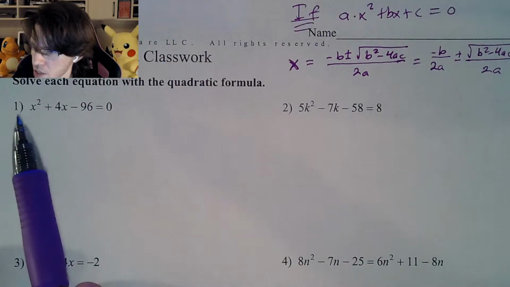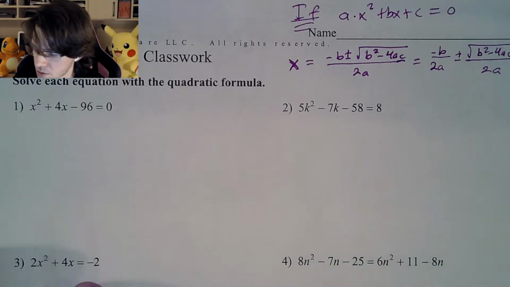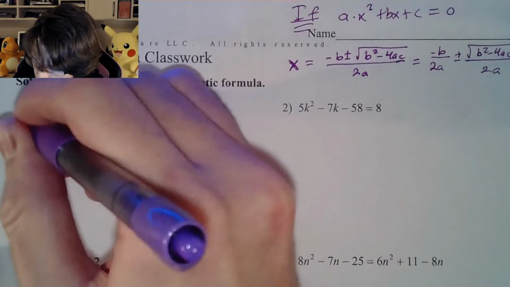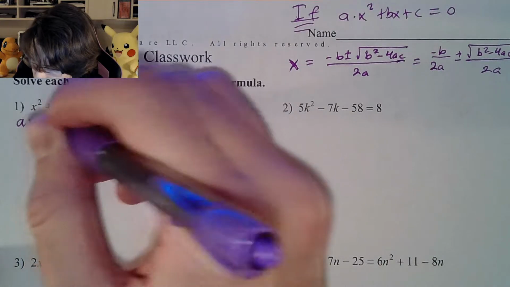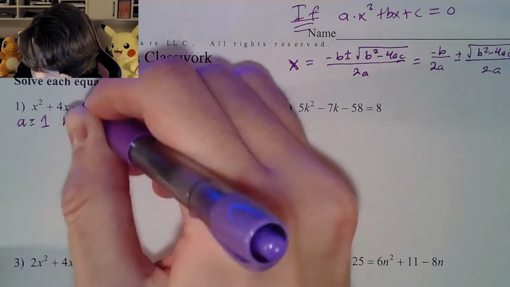So let's go ahead and start right away. We have a quadratic equation. We have an x squared. It's equal to 0 already. We can immediately apply the quadratic formula.